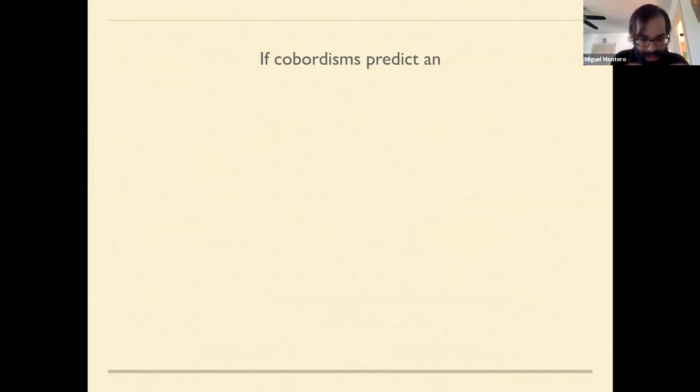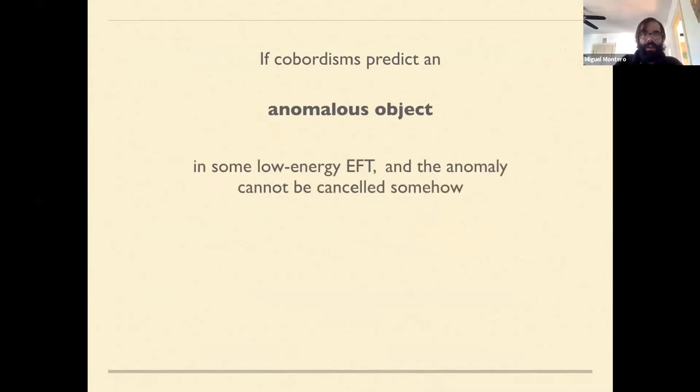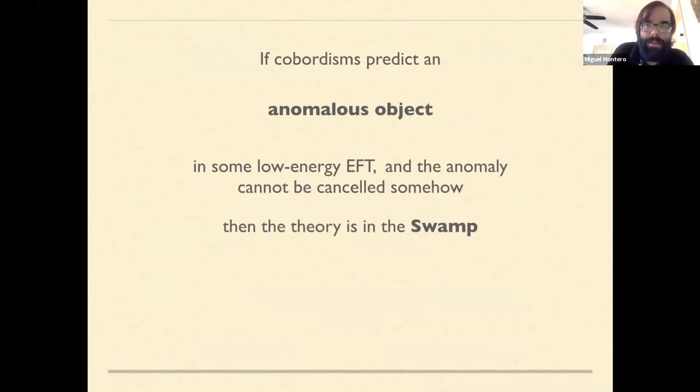If there's one slide that you need, this one take home message from this part of the talk is in this slide. This is the general idea that you can apply to your favorite theory as well. The idea is that if the cobordism conjecture predicts an object which turns out to have an anomaly, and you cannot cancel the anomaly one way or another, then the theory must be in the Swampland. You cobordize yourself into an inconsistency, and the theory must be in the Swampland.